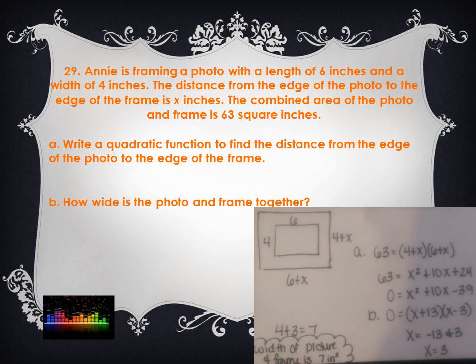We can factor this and get x plus 13 times x minus 3, because 13 minus 3 gives us our b term, which is 10, and 13 times negative 3 gets our c term, which is negative 39. When we set our two factors equal to 0, we get x equals negative 13 and 3. So we have our quadratic function, and then it wants to know how wide the photo and frame are together. Since we can't have a negative distance, we're going to go with 3. And so we're going to put 3 into our width formula, which is 4 plus x. So we get 4 plus 3 equals 7.